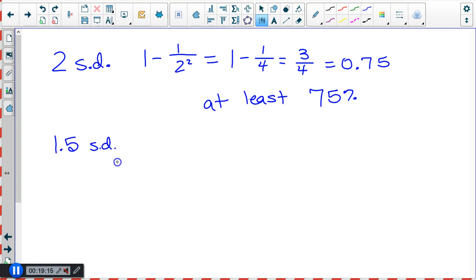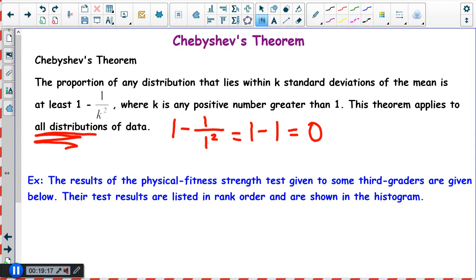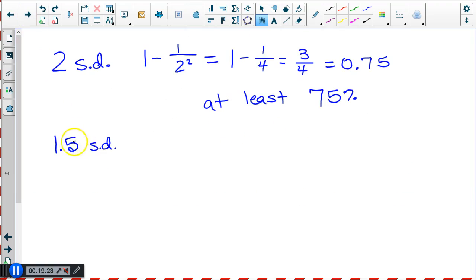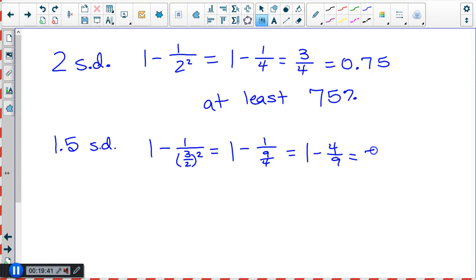So what if I said 1.5 standard deviations? Can you do that one? It says as long as k is any positive number greater than 1. So can I use 1.5 standard deviations? Yeah, so it would be 1 minus 1 over... I like to use 1.5 as 3 halves because I can square that. So that would be 1 minus 1 over 9/4. So I flip that, which would be 1 minus 4/9, which is 5/9. So it's about what? No, 0.555, right?